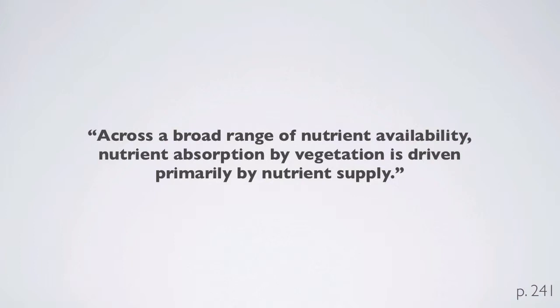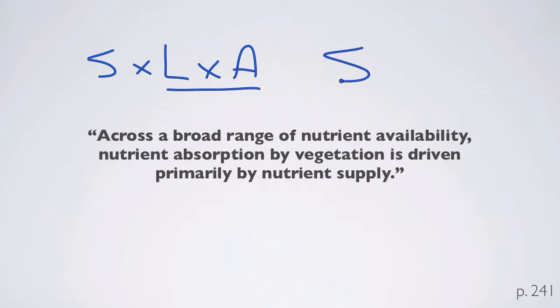Now, of these three, supply rate is the major factor that determines uptake. And for reasons that we'll talk about, root length and the absorption properties of roots in many circumstances are less important. The authors state that across a broad range of nutrient availability, nutrient absorption by vegetation is driven primarily by nutrient supply. So if we have supply times length times activity, for some reason length and activity must be less important such that supply correlates better with uptake.